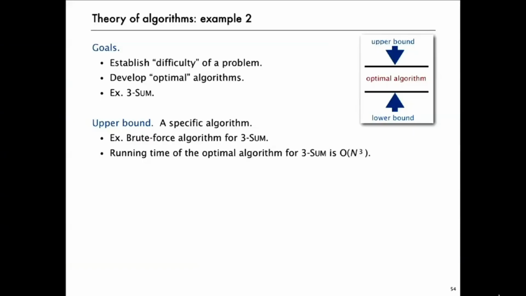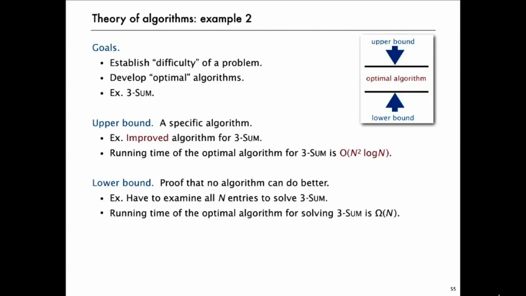For example, let's look at 3-sum. For the upper bound, our first brute force algorithm was a proof that the running time of the optimal algorithm is O of n cubed. But we found an improved algorithm whose running time is O of n squared log n. So that's a better upper bound. For the lower bound, well, we have to examine all entries because, again, we might miss one that makes the 3-sum equal zero. And that's a proof that the running time of the optimal algorithm is Omega of n.